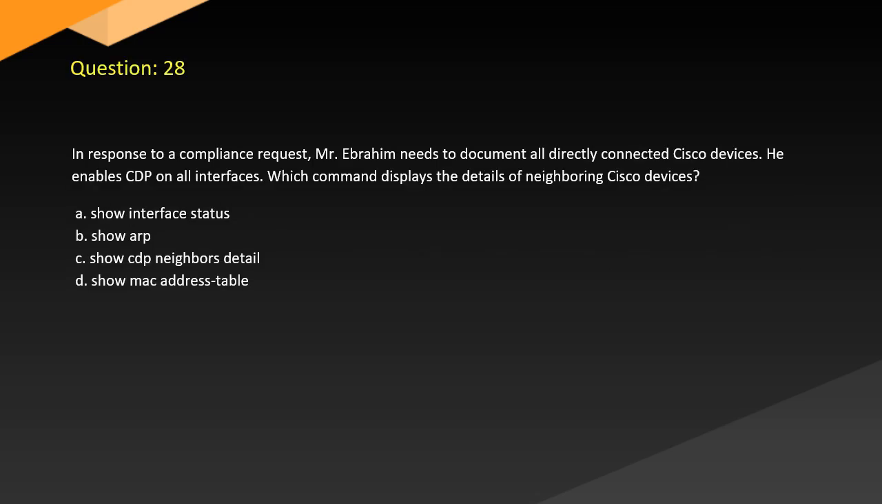Question 28. In response to a compliance request, Mr. Ibrahim needs to document all directly connected Cisco devices. He enables CDP on all interfaces. Which command displays the details of neighboring Cisco devices? A. Show interface status. B. Show ARP. C. Show CDP neighbors detail. D. Show MAC address table.